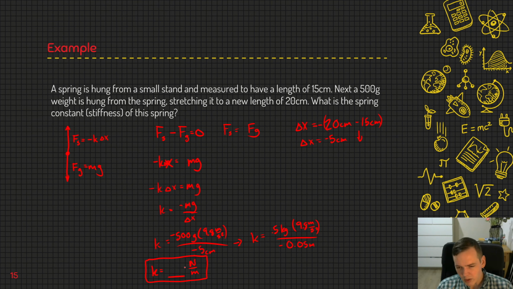You're going to get roughly, actually no, we can do this pretty easily because 0.5 divided by 0.05 is 100 times bigger, and 100 times 9.8 means we get 980 newtons per meter. So that's our spring constant based on this problem.